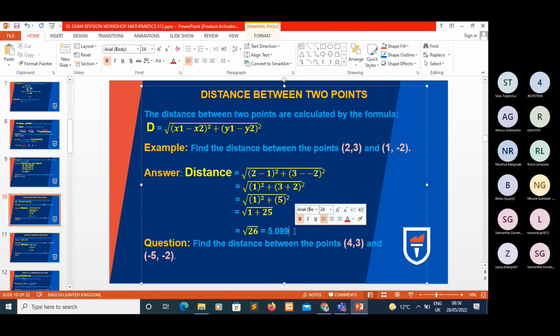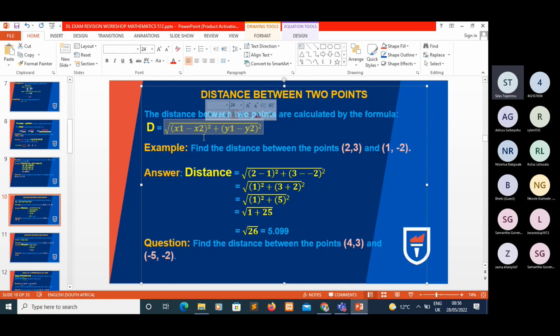Okay. I think it's understood, okay? So that's how I calculate the distance between two points. Whenever you're given 2 points, you should know how to calculate the distance. You simply substitute your values in this formula, then you substitute step by step until you get here, okay?